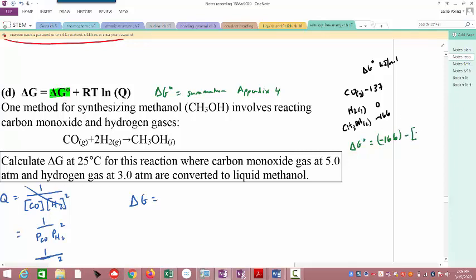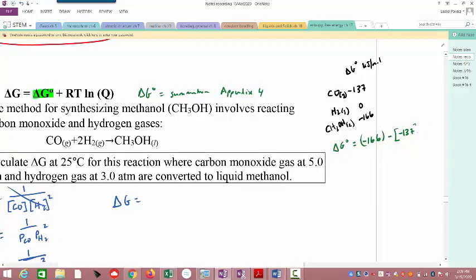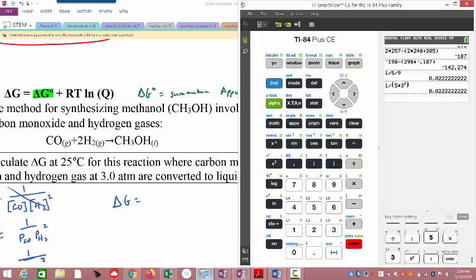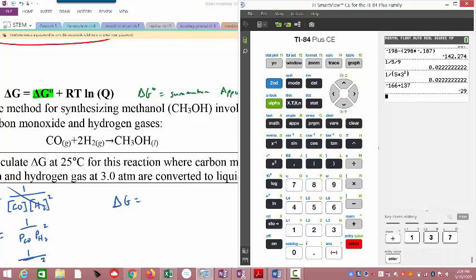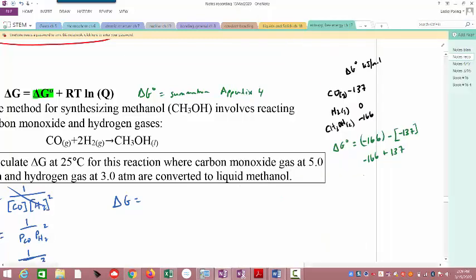We have CO, which is -137, and 2 hydrogens, which doesn't matter because it's 0. So we have -166 plus 137. So we have -29. And this is kilojoules per mole. All right, so now we can plug into the equation.